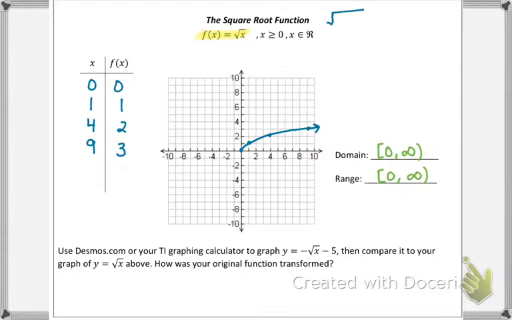Okay, and then for the square root function, this is my parent function. How is this new function transformed from my parent function? You might notice that I'm taking the graph of the parent function and it shifted down 5 if you graphed it. And then that negative in the front gave it a reflection. You should have observed a reflection over the x-axis.